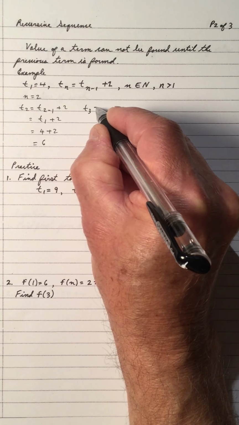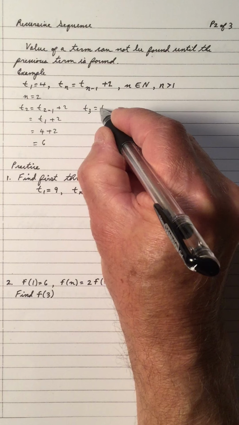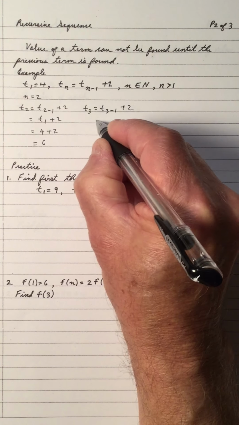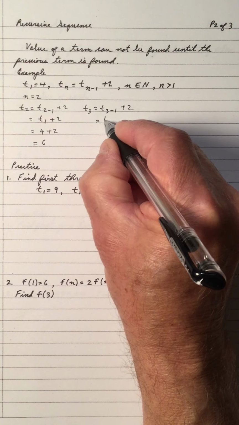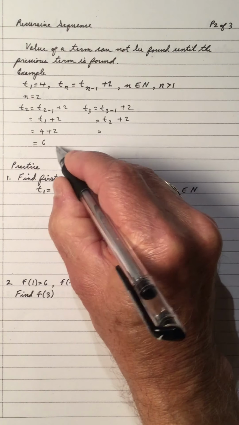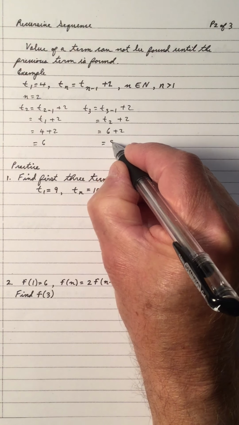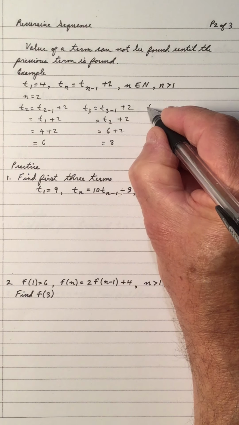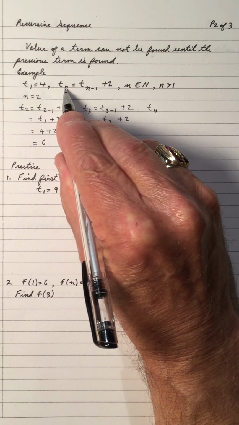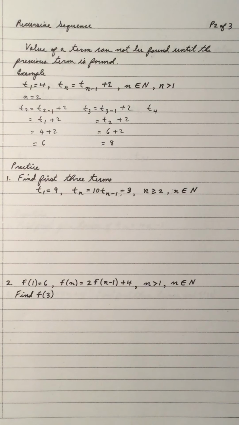Now we're going to do t3. So t of 3 is t of 3 minus 1 plus 2. 3 minus 1 is 2. That's t2, and t2 is 6, plus 2 is 8. And again, to get t4, I need t3.